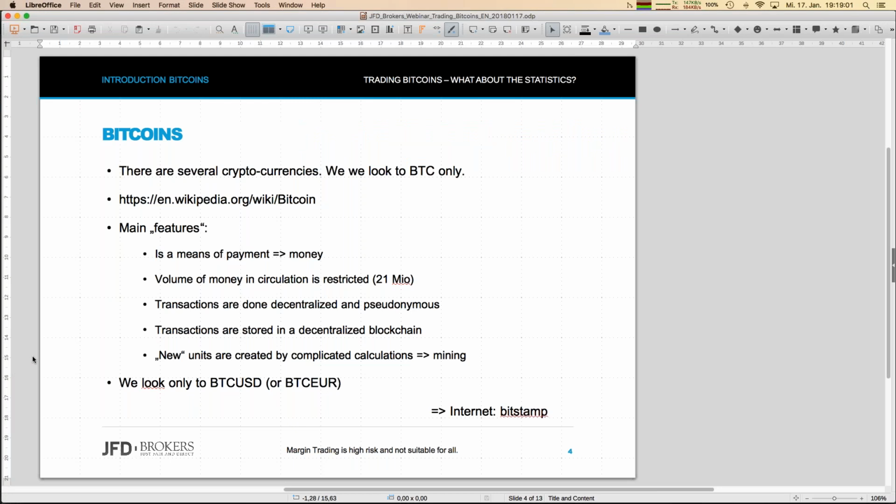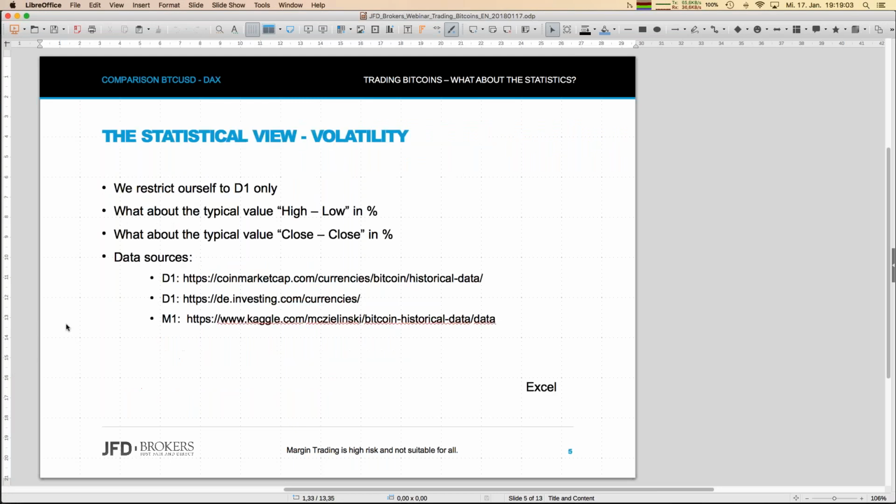Right now, around 10,000. Okay, but now let's go a little bit more mathematically here. What we want to know is more about the volatility in Bitcoins, because volatility is one extremely important aspect when it comes to trading. We will start here only on a D1 basis. And by the way, we include the weekends, because Bitcoin prices are available around the week.